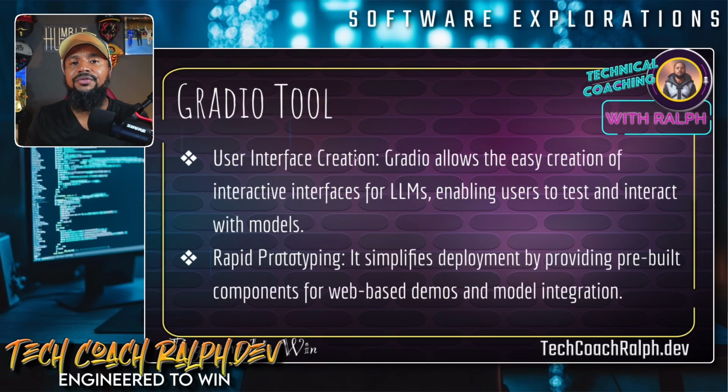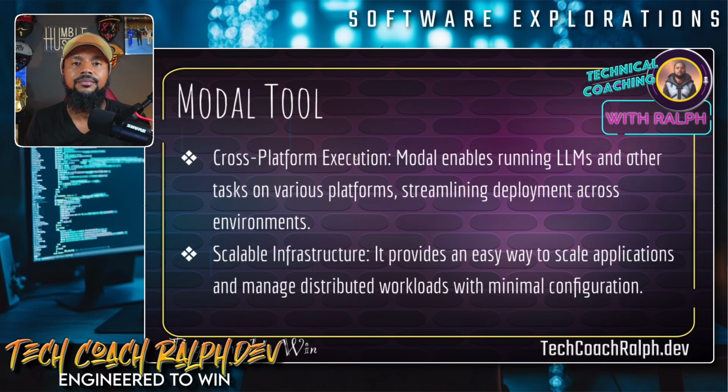So it's user interface creation. Gradio allows the easy creation of interactive interfaces for large language models, enabling users to test and interact with models. It also has rapid prototyping. It simplifies deployment by providing pre-built components for web-based demos and model integration.